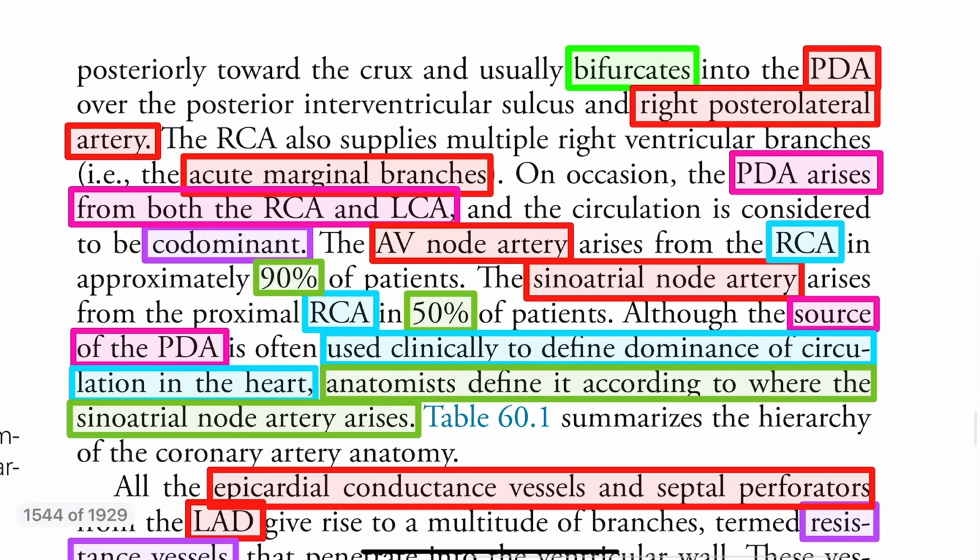Sometimes the posterior descending artery arises from both the RCA and the LCA. In that condition, it is known as codominant, or codominance. Remember.